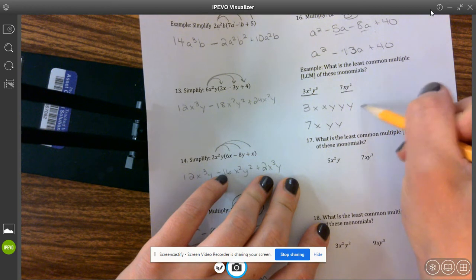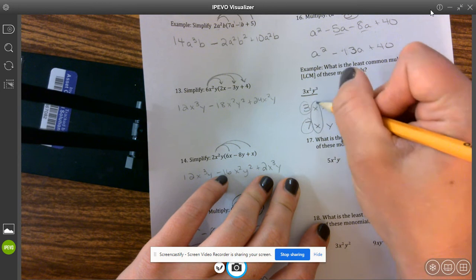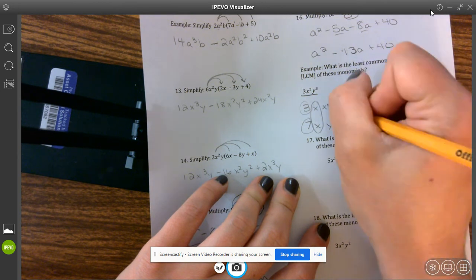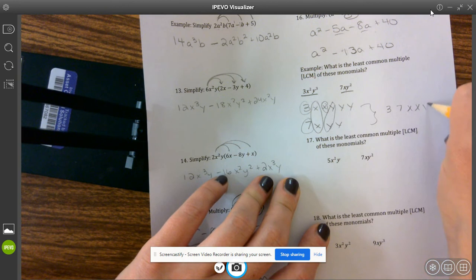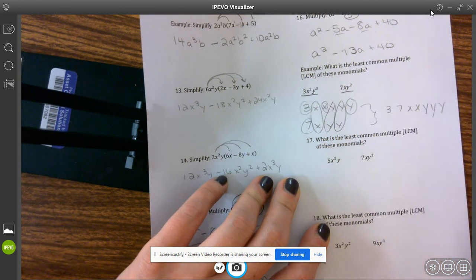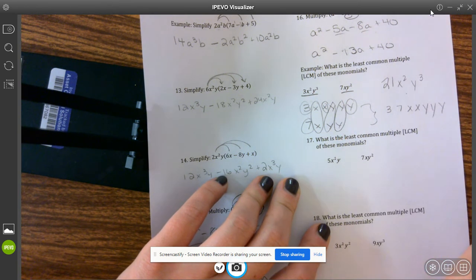So the number that they go into needs to have a 3, a 7. They have to have at least an x. Well, then they have another x, so they have to have at least x squared. They have to have a y, and another y. So 21x squared y cubed is the smallest number that these two can go into.